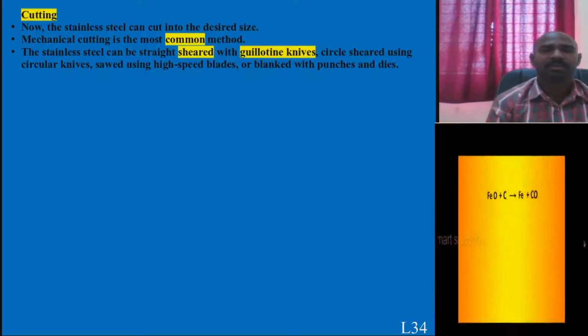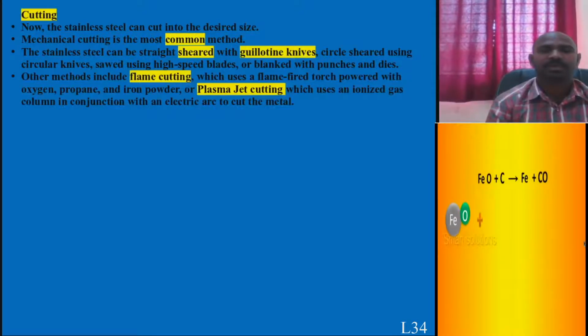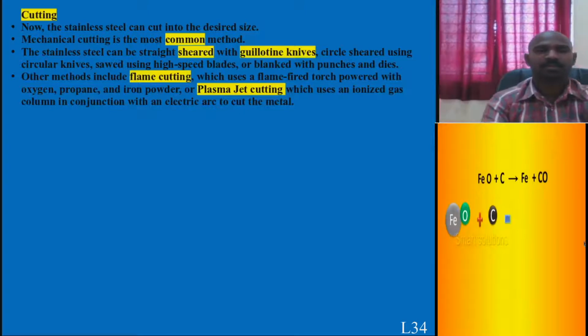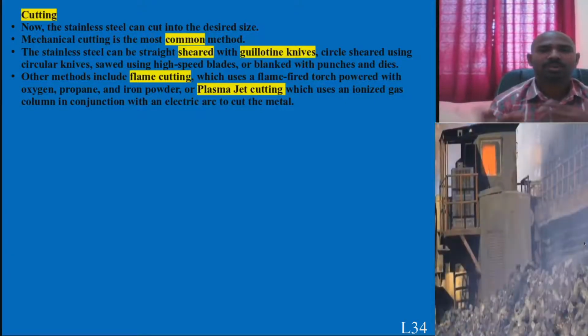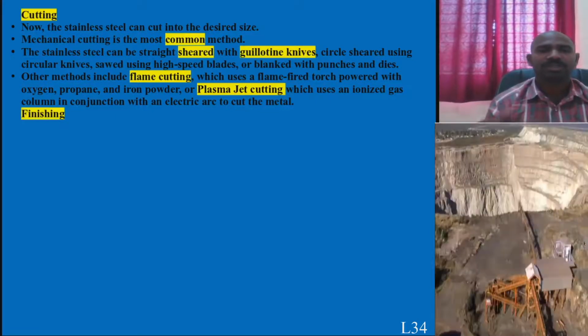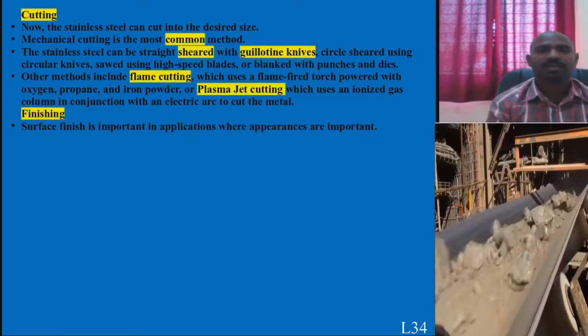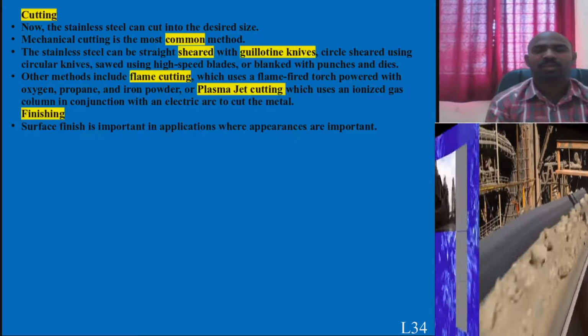Similarly, there will be a circular shear. There is another method called plasma jet cutting. These are the variety of methods chosen in industry based on the economic conditions, based on the scale of industry, private scale and large scale industry, small scale industry. A variety of affordable operations are chosen for cutting. And finishing operation, the last final operation, is surface finish.